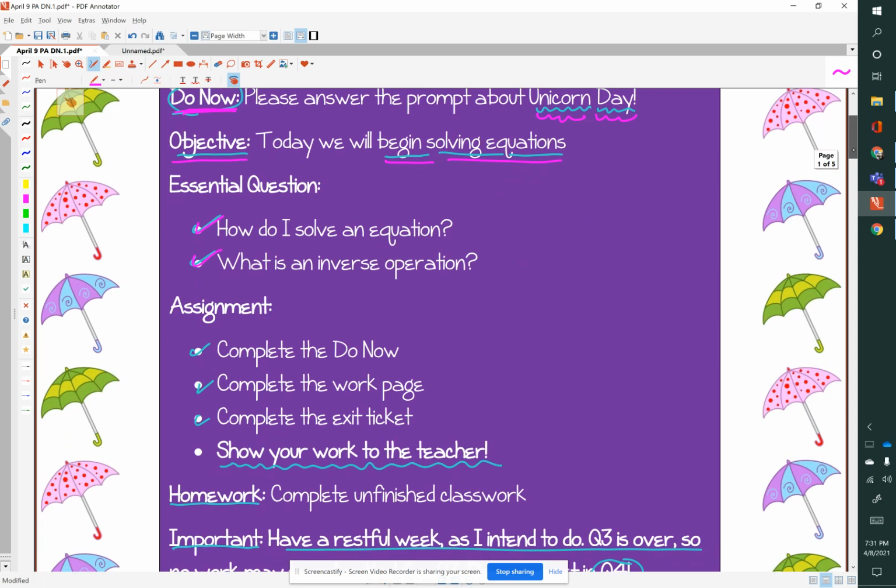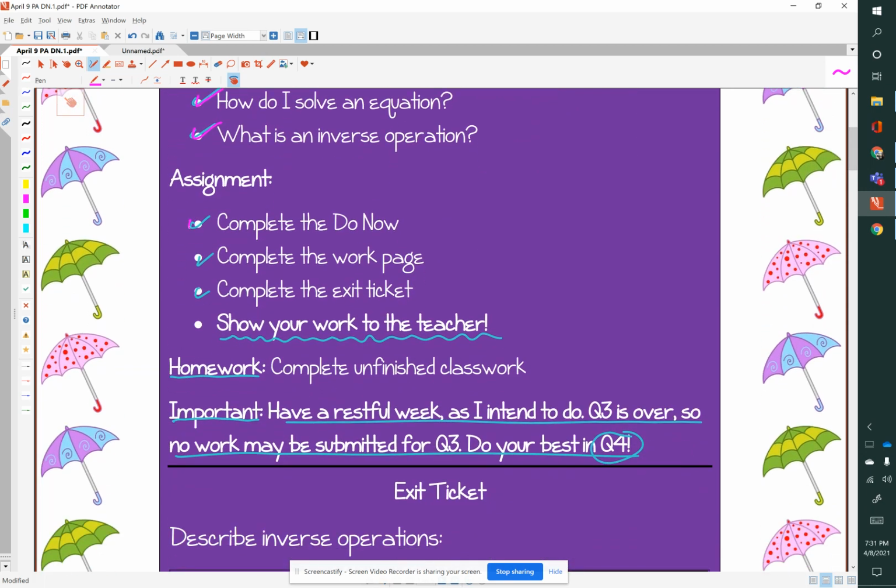So today I would like you to complete the Do Now, the work page, the exit ticket, and make sure that you show your work to me. If you don't finish it in class, you can finish it at homework, but you do have to show me what you have completed before class is over.